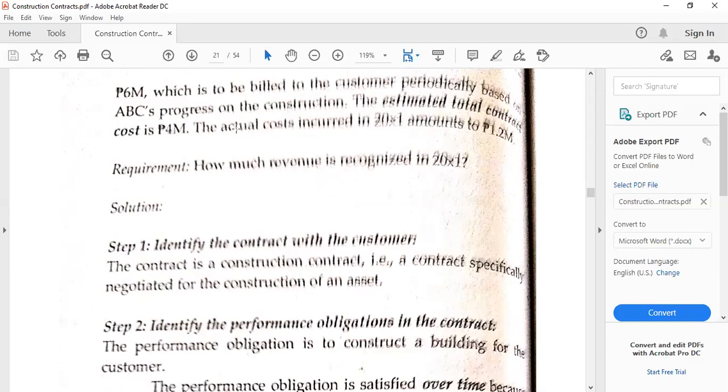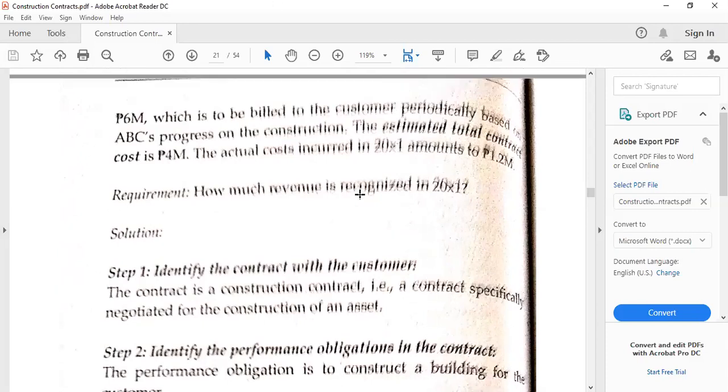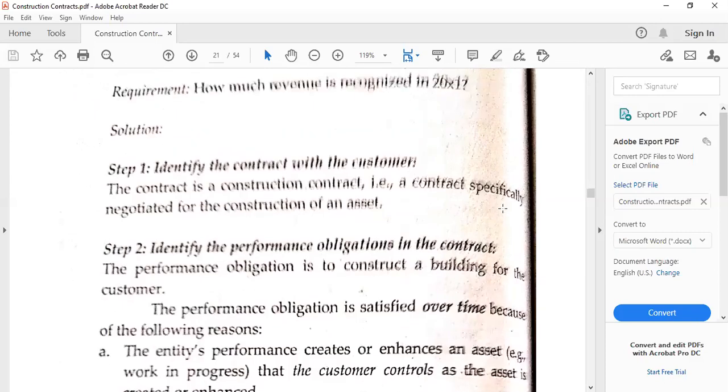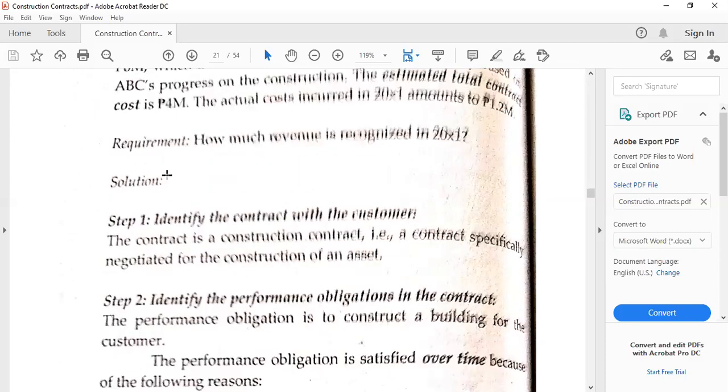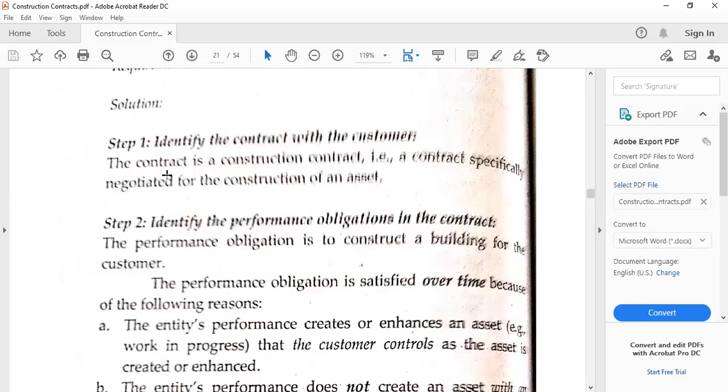And the question is, how much revenue is recognized in 20x1? In this particular case, remember, we are given the estimated total contract cost here. So if there are no changes along the way, this would be the denominator and this would be the numerator. Anyway, to solve the problem, of course, if this is real life, we have to apply the steps under the new revenue recognition model, from steps 1 to 5.